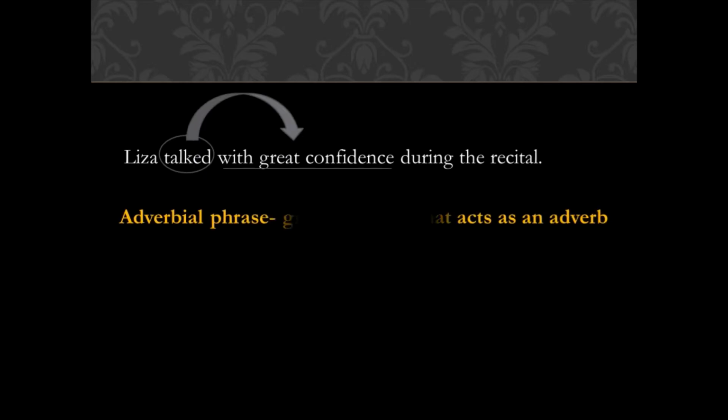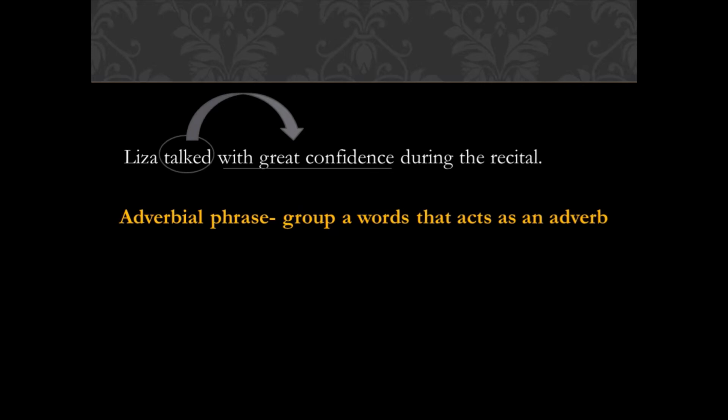Now that you already recalled about adverb and phrases, let us have a sentence here. Lisa talked with great confidence during the recital. What do you think is the verb in the sentence? That is talked. Very good. And what do you think modifies the word talked? You're right. It's not just a word. It's a group of words. Now, that is what we call phrase. And if we have phrase that modifies our verb, that is what we call an adverbial phrase. Very good.